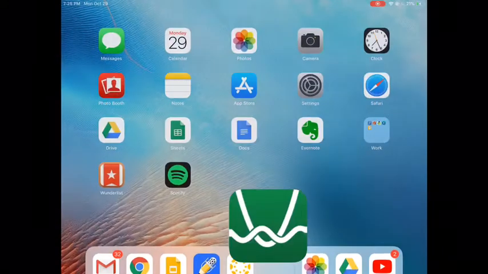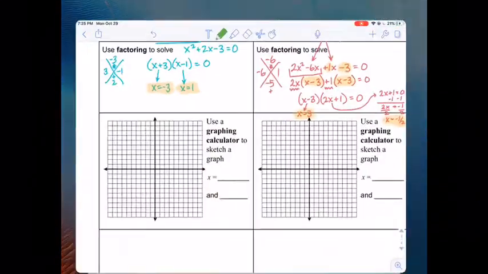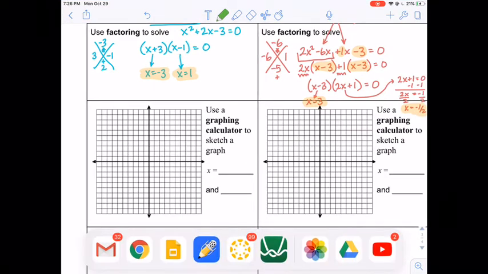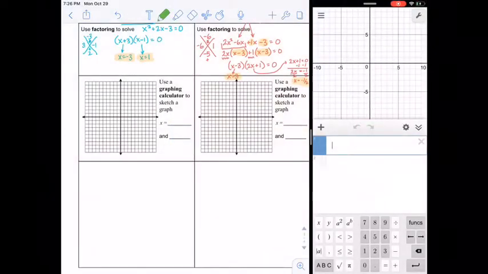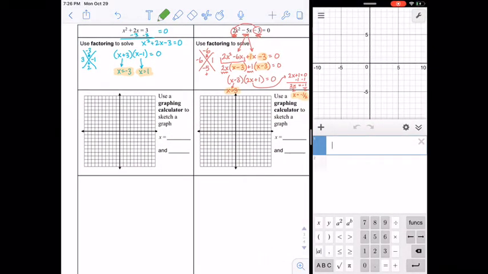See if we can pull up Desmos here. All right, so I'll pull up this one, and then see if we can pull up Desmos into the corner here. All right, so we're graphing the first one, which would be x squared plus 2x minus 3, and we can see those graphs there.